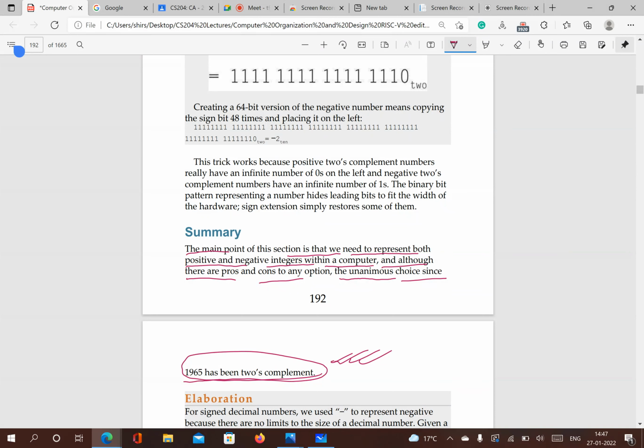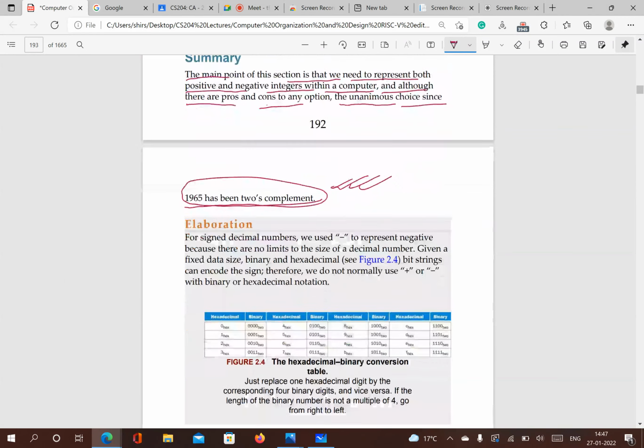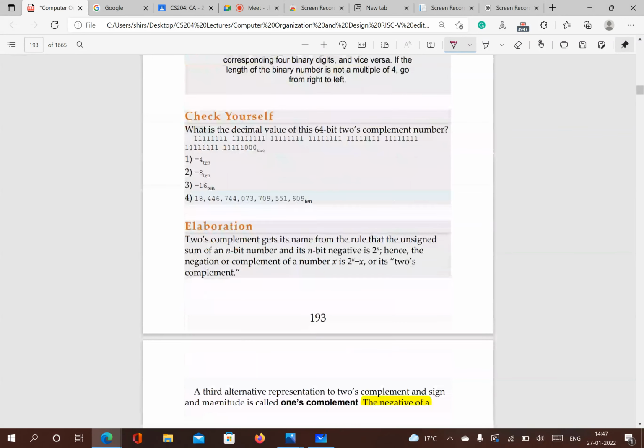But yes, there is still a question: what about the floating point values? You are only talking about integers. That will not be discussed now. Maybe after the mid sem, we will discuss how a computer represents floating point values. I'm not discussing it here because it's a complicated thing, and that's why the book also does not explain the floating point part here. So this section is done.